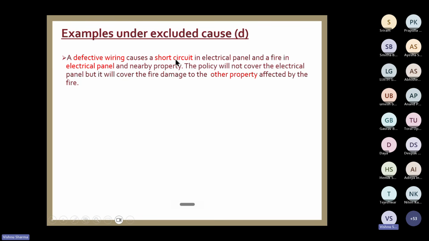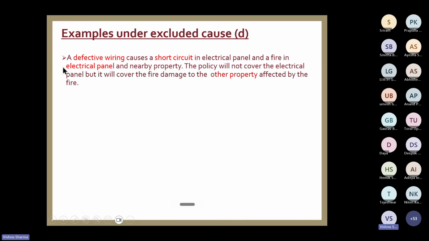So a defective wiring causes a short circuit in an electrical panel. This is another loss. A short circuit was there because of defective wiring, and there is a fire. So the damage to the panel due to fire is payable, but the rectification cost is not. Suppose there is no loss, only the rectification is required to be done, then it will not pay. No, this is different. This is not the rectification of faulty workmanship. Here it says due to short circuit, defective wiring. There was a defect in wiring, and due to short circuiting, it damages the panel.